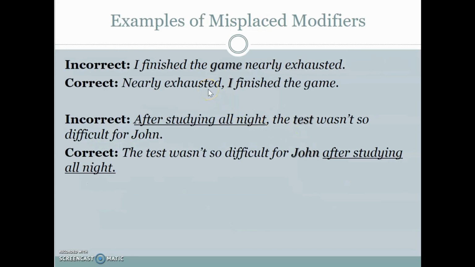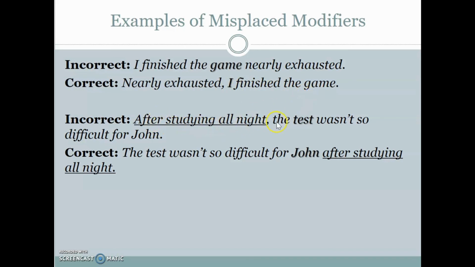Another example of misplaced modifiers is, I finished the game nearly exhausted. Obviously, you understand that you were exhausted when you finished the game, but again, the modifier is misplaced because it describes the game, not the subject I. Again, it has to be moved next to the subject. Nearly exhausted, I finished the game. Or you can say I, comma, nearly exhausted, comma, finished the game.